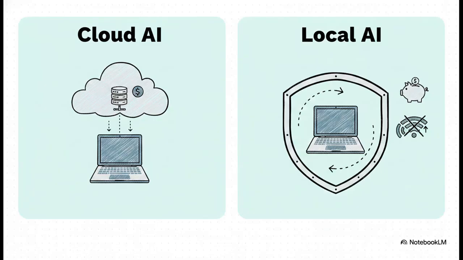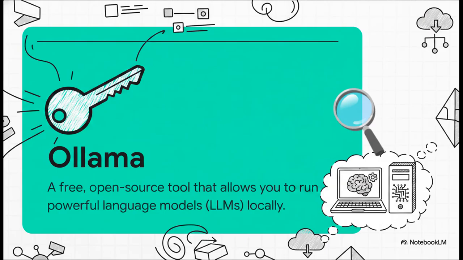Okay, so let's just break it down. On the one hand, you've got your standard cloud AI. You type something and your data gets zipped off to some company's servers. You pay for it every time you use it, and if your Wi-Fi drops, game over. But on the other hand, you have the world that Ollama unlocks, local AI. Here, your data never ever leaves your computer. It costs you absolutely nothing to run, and it works perfectly whether you're on a plane, in a coffee shop, completely offline. So what is this magic key?